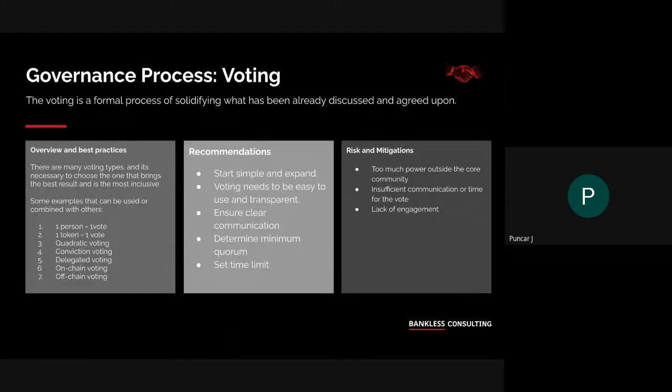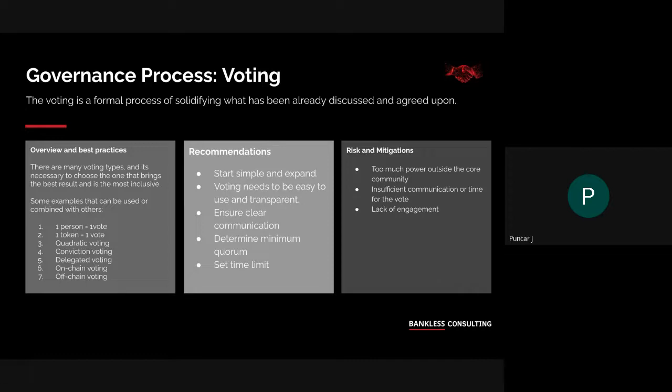Voting. From my perspective, voting should be just a formalization of the actual process. There should be no surprises. There should not be any trying to make it or not make it. That should already be decided during the discussion. During the discussion, the community should already agree if it makes sense to submit it to the vote. Again, not every case is the same, but I think that is the best practice. And there are various types of voting.